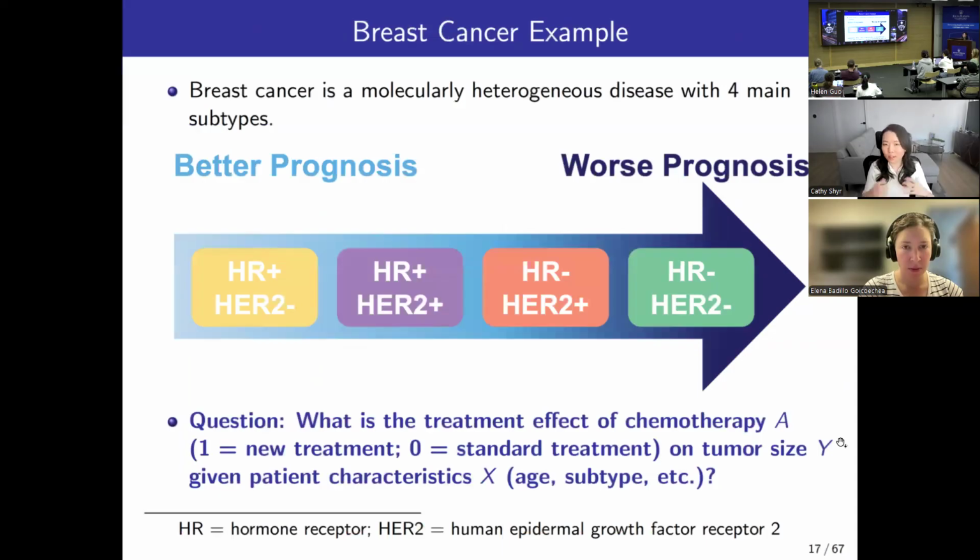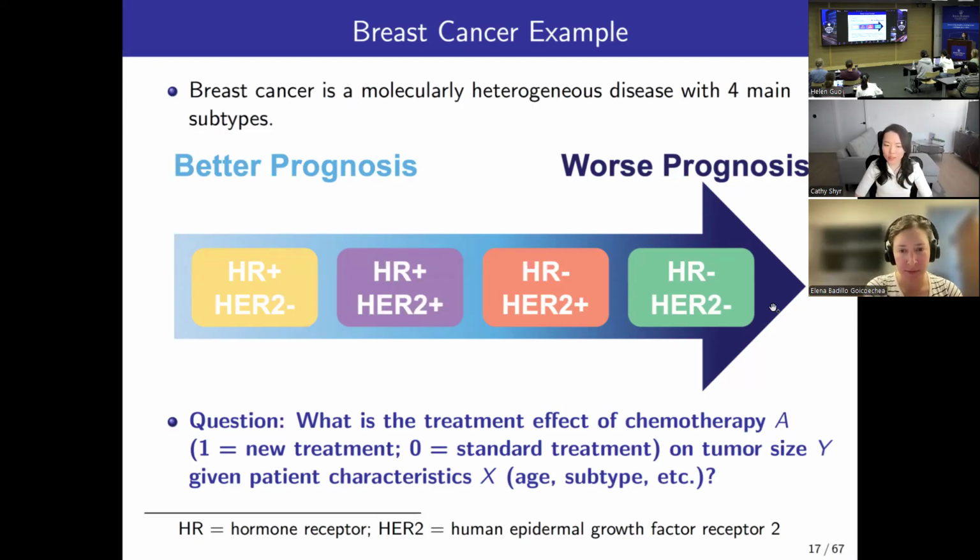So to help motivate the multi-study R learner, I want to frame everything in a breast cancer example. Breast cancer is a molecularly heterogeneous disease with 4 main subtypes. And these 4 subtypes are characterized by a combination of whether the patient has HR positive or negative or HER2 positive or negative status. So these are different types of receptors in the human body. And depending on where the patient falls on this spectrum, she can have better or worse prognosis.